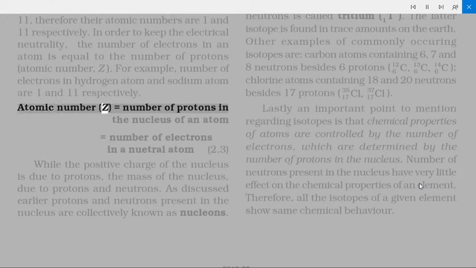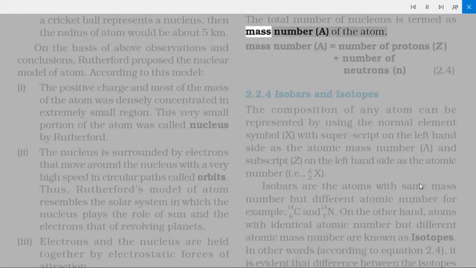Atomic number, Z, is equal to the number of protons in the nucleus of an atom, which is equal to the number of electrons in a neutral atom (2.3). While the positive charge of the nucleus is due to protons, the mass of the nucleus is due to protons and neutrons. As discussed earlier, protons and neutrons present in the nucleus are collectively known as nucleons. The total number of nucleons is termed the mass number, A, of the atom. Mass number, A, is equal to the number of protons, Z, plus the number of neutrons, N (2.4).